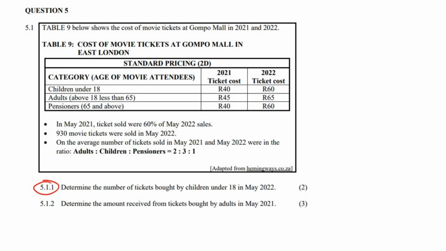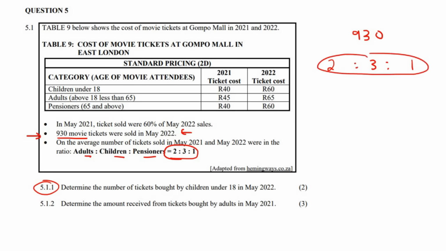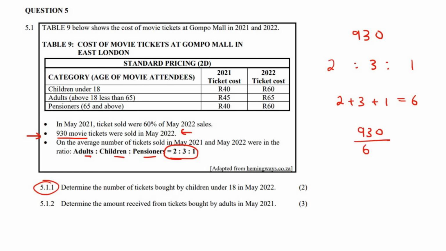Okay, so what we can see here is that in May 2022, there were 930 tickets sold in total, 930. But now we know the ratio of adults, children, pensioners. Okay, so that's in a 2 to 3 to 1 ratio. So have you learned how to take a big number and then how to break it up into ratios? Well, let me remind you. What you do is you add this together. So that's 2 plus 3 plus 1, which is 6. You then say 930 divided by 6, which is 150.